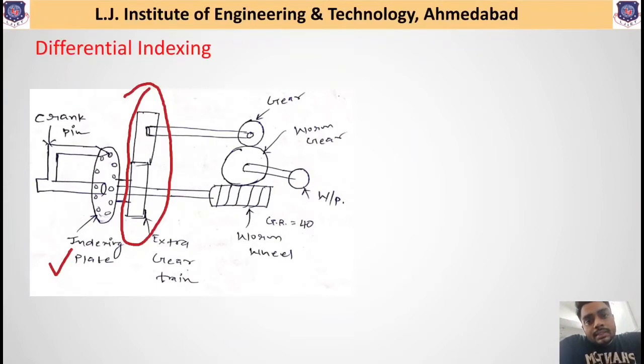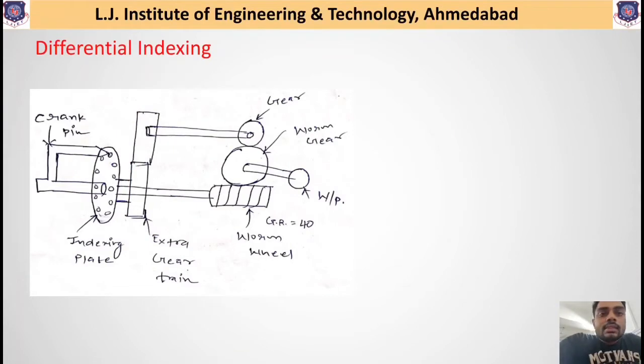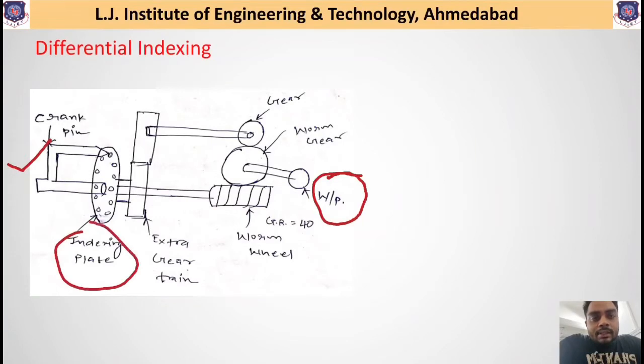And to understand this, let us take a simple arrangement. First, to rotate the workpiece, what movements are required? For that, first, rotation of the crank pin on the indexing plate rotates the worm wheel. The rotation of the worm wheel rotates the worm gear, and rotation of the worm gear in combination rotates the workpiece also.